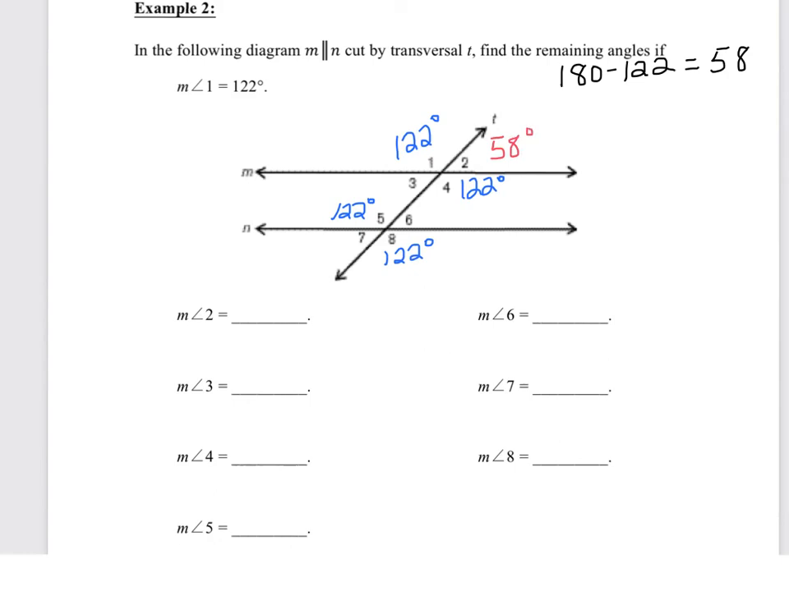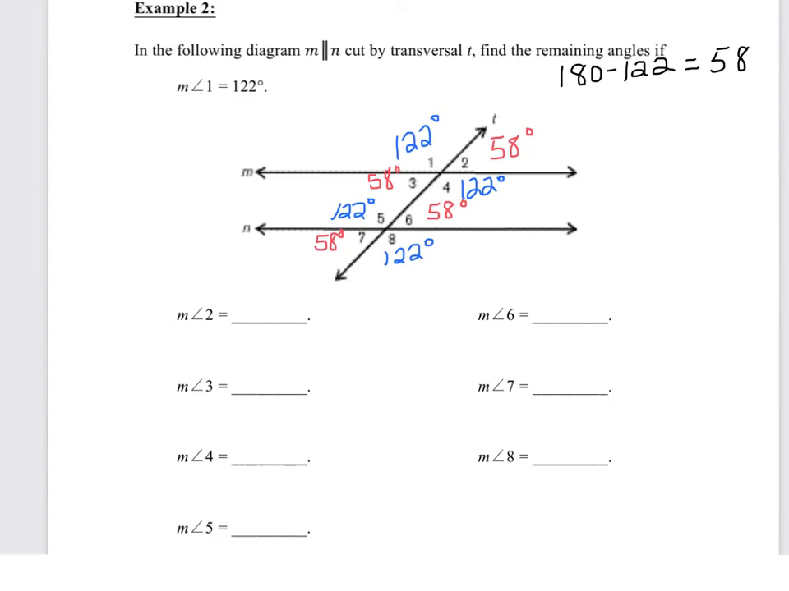We know that angle 6 is equal to 58 degrees because it is corresponding to angle 2. We know that angle 3 is equal to 58 degrees because it is alternate interior to angle 6. You can also say it is vertical to angle 2. And lastly, angle 7 is congruent or equal to 58 degrees because angle 7 and angle 3 are corresponding angles. All right, so now let's fill it in.